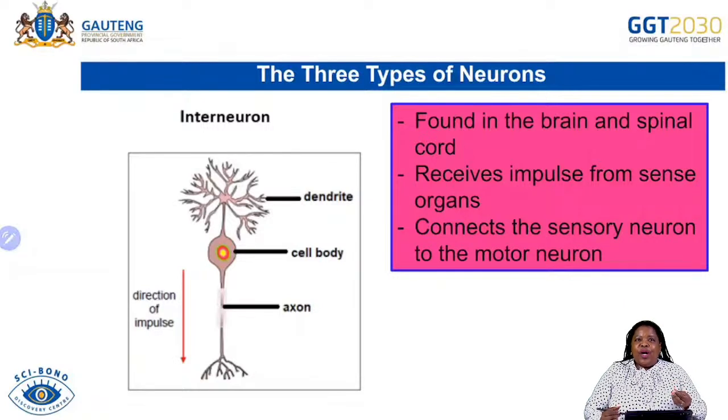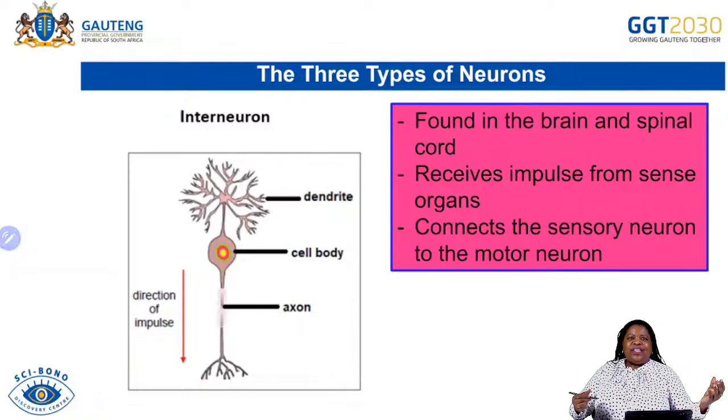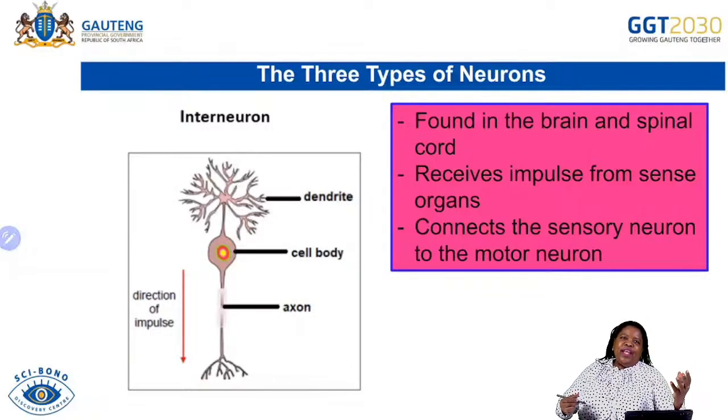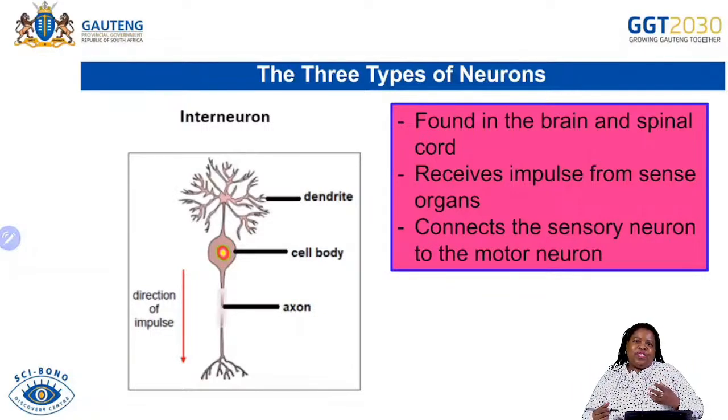Now, in order for the whole nervous system to work, remember, the two can't work alone. We need the interneuron that is going to connect the two so that the impulses are transmitted to the brain, to the central nervous system, and away from the central nervous system. So the other type of neuron is the interneuron that connects the two.